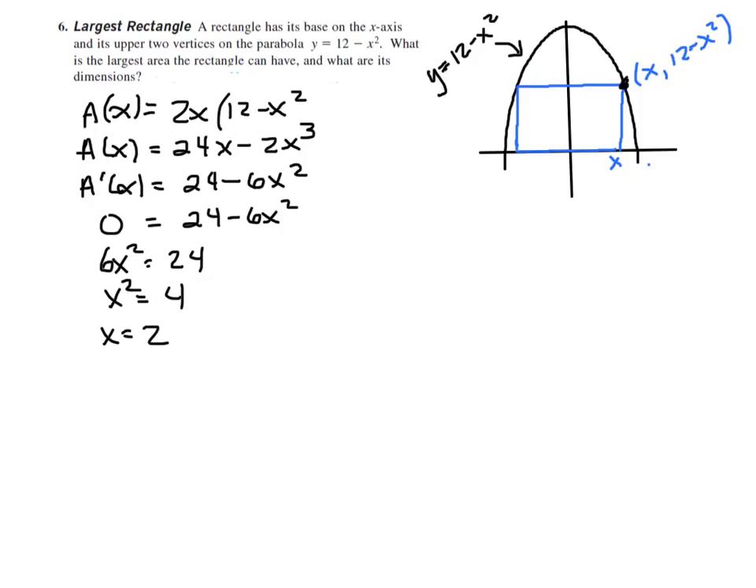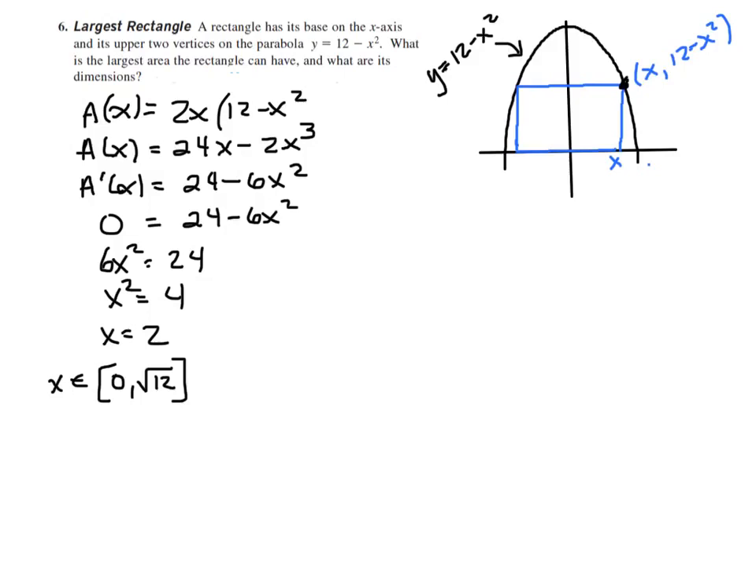That's our critical point, and if we look at our domain for x, x has to be somewhere between 0 and the square root of 12. We could use those as our endpoints to make it easy to determine, without having to use the first or second derivative test, that this is indeed a max at this critical point and not a min.